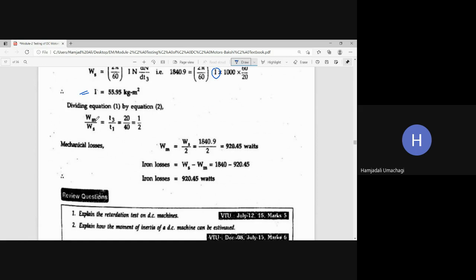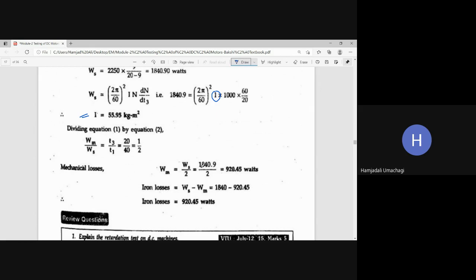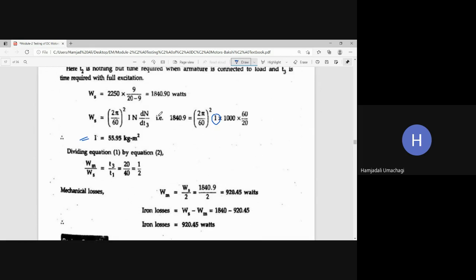So now Wm, that is mechanical loss by stray loss, is equal to 0.5. From this, once again, we can calculate mechanical loss. Therefore mechanical loss is equal to Ws by 2. What is Ws? This is nothing but the stray loss, which is 1840, which we have already calculated here. So this is the stray loss value, 1840.9 divided by 2. Its half value is 920.45. This is the mechanical loss.